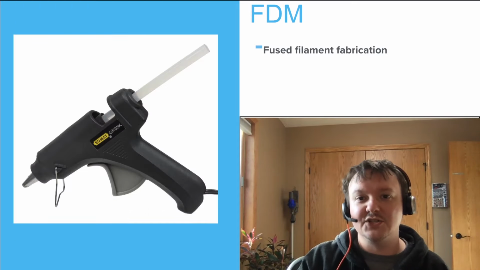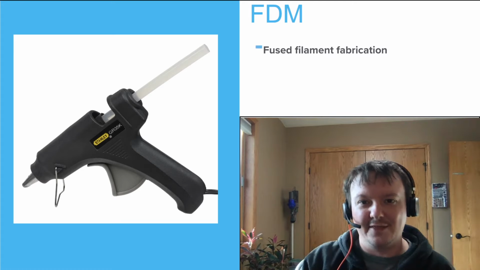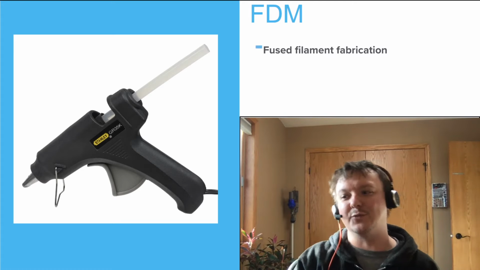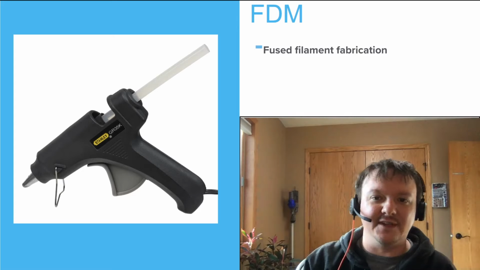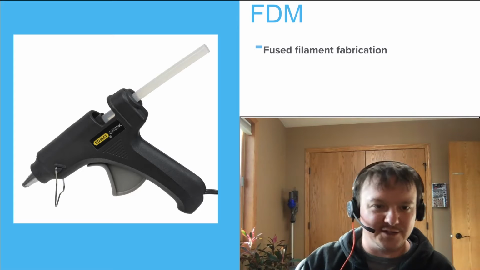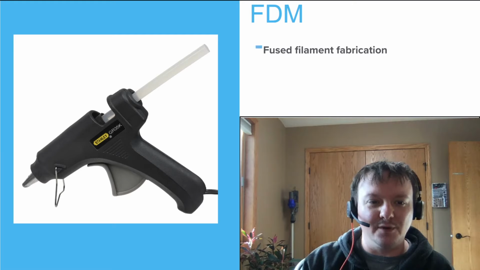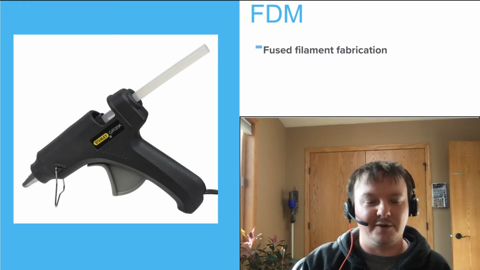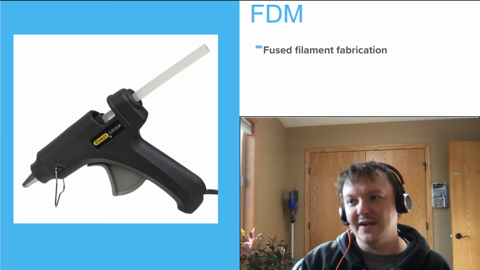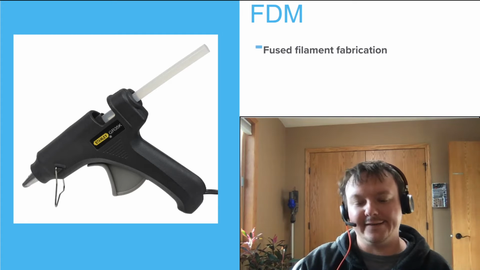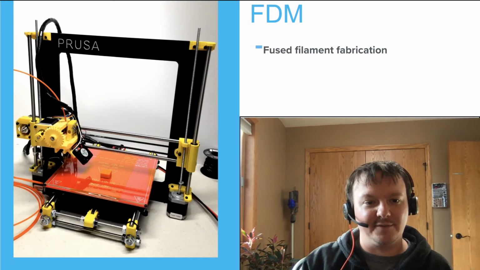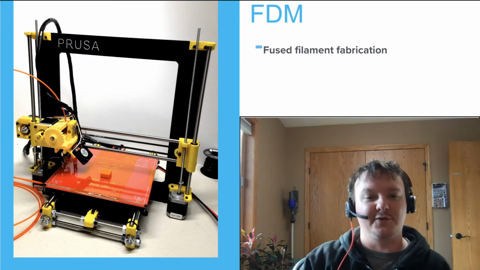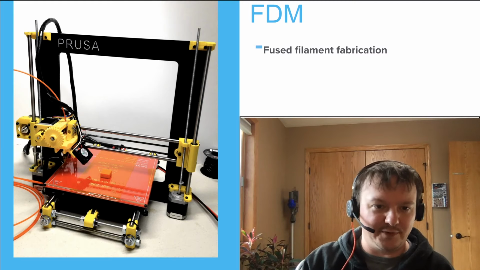And then the technology that most people think of when they think of 3D printing, or if you've seen any 3D printers before, is FDM, which is fused filament fabrication. This is more or less a hot glue gun. You put plastic in one end, it heats it up, it squirts it out, and if you do it in a smart pattern, you can get all sorts of interesting items coming out of it. So this is more or less what you're thinking about if you're talking about 3D printers.